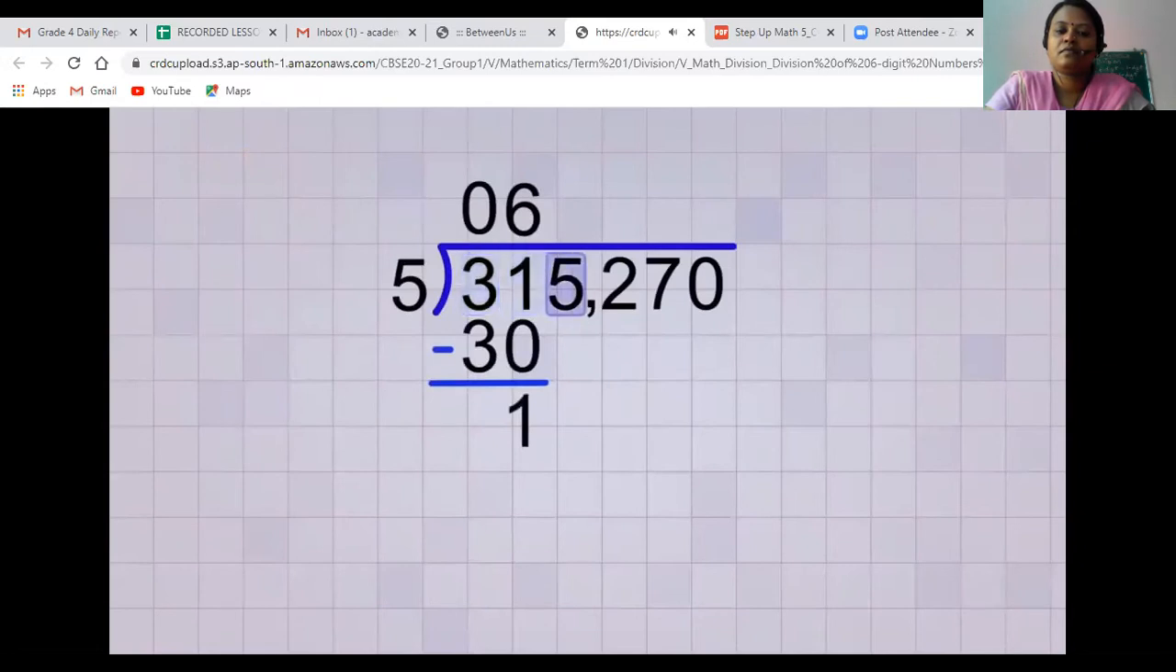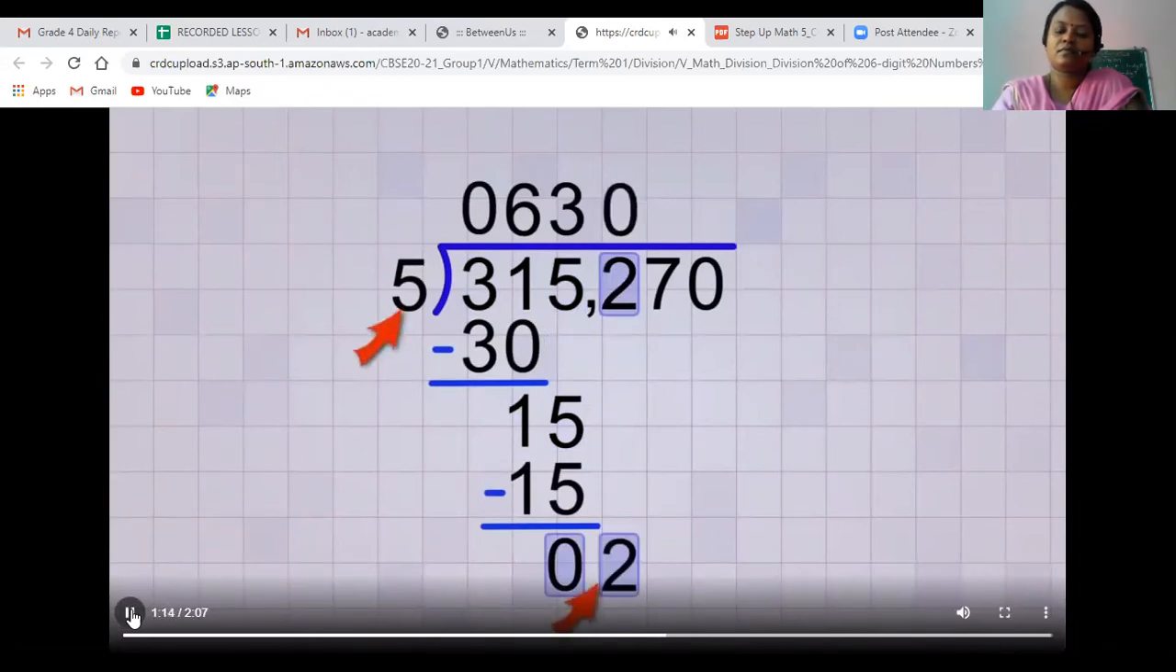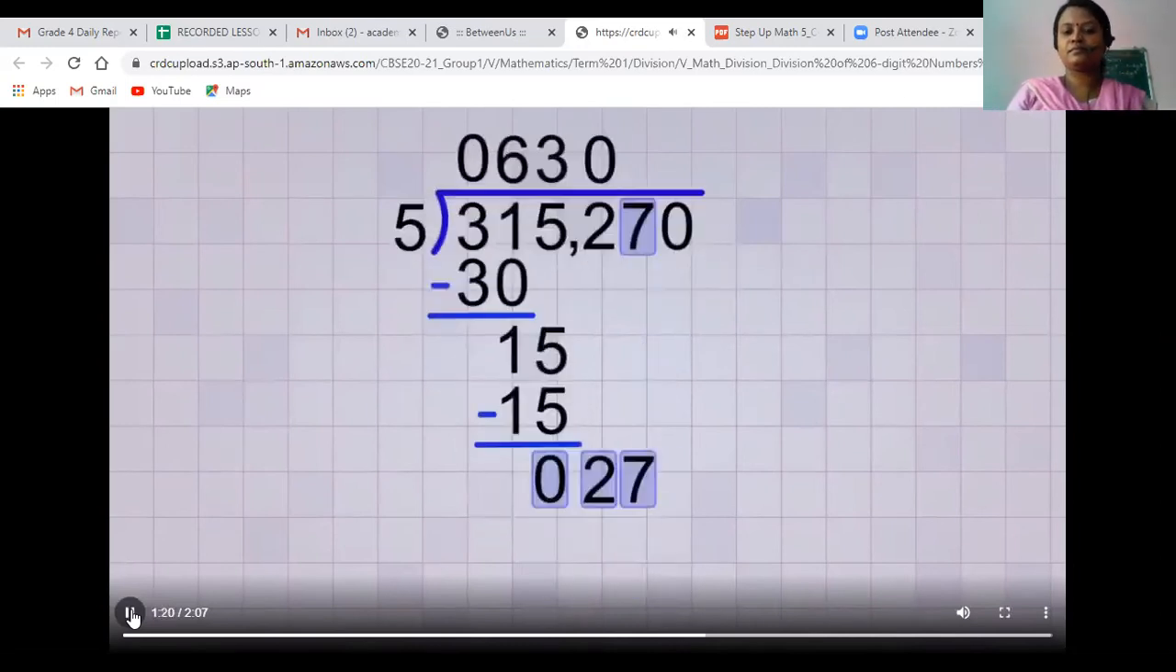Now on to the third digit. We bring a copy of it down to join with the remainder. And we ask how many times will 5 divide into 15? 3. 3 times 5 is 15, and 15 minus 15 is 0. On to the next digit. Now even though our previous remainder was 0, we still bring down a copy of the next digit. Now we ask how many times will 5 divide into 2? 0. 5's too big, so we need to move on to the next digit and bring a copy of it down also. There, that's better. Now we ask, how many times will 5 divide into 27? 5. 5 times 5 is 25, and 27 minus 25 gives us a remainder of 2.